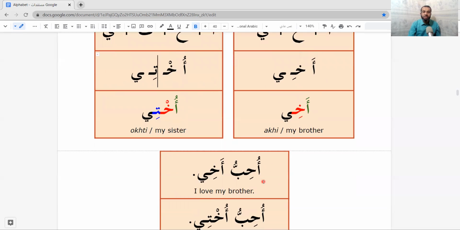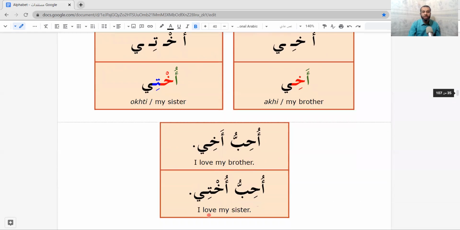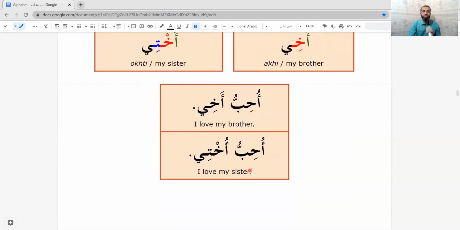Read this sentence. I love my brother, and this one, I love my sister. أحب أخي. And this, أحب أختي. We studied before that I means أنا. We don't have to say أنا أحب أخي. But we can, but we don't have to. So, I love my brother can be أنا أحب أخي or only أحب أخي. I love my sister أحب أختي or أنا أحب أختي.